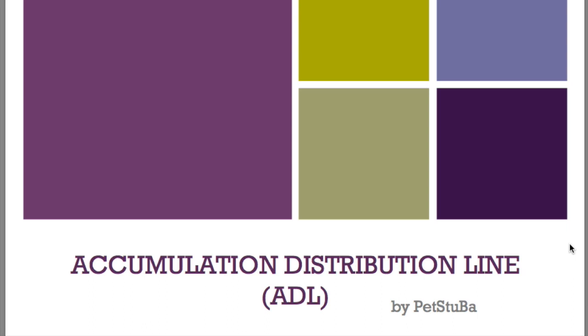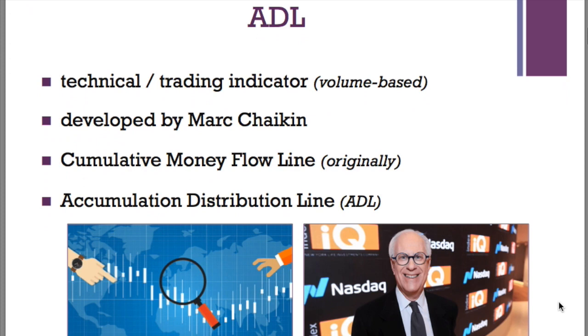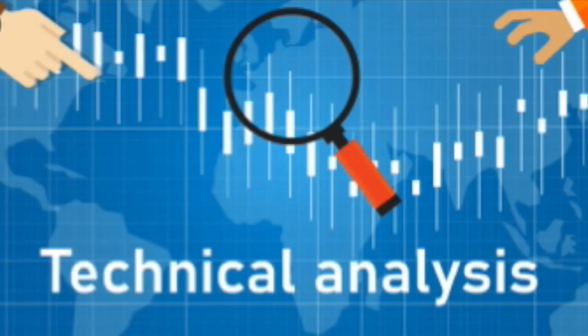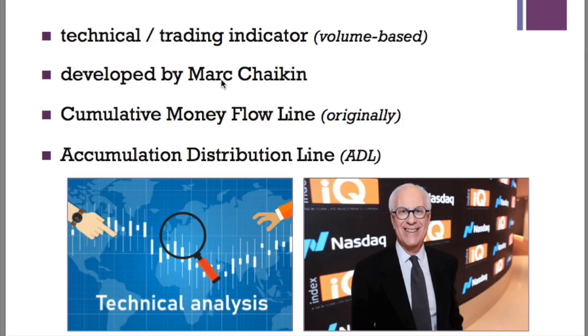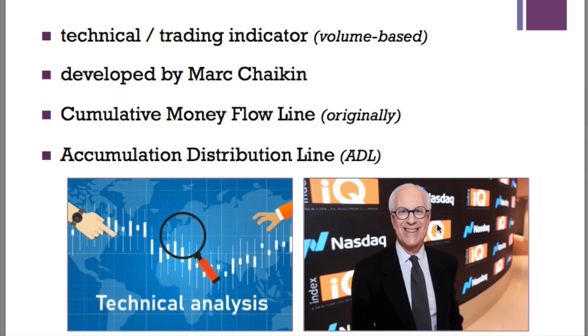In this video I will talk about the Accumulation Distribution Line, the ADL. Now the ADL is a technical indicator, so a trading indicator, and volume based, an indicator that traders use in their technical analysis. It has been developed by Marc Chaikin. This is Marc Chaikin. And he originally talked about the cumulative money flow line. Later on, we started to call it the Accumulation Distribution Line, the ADL.